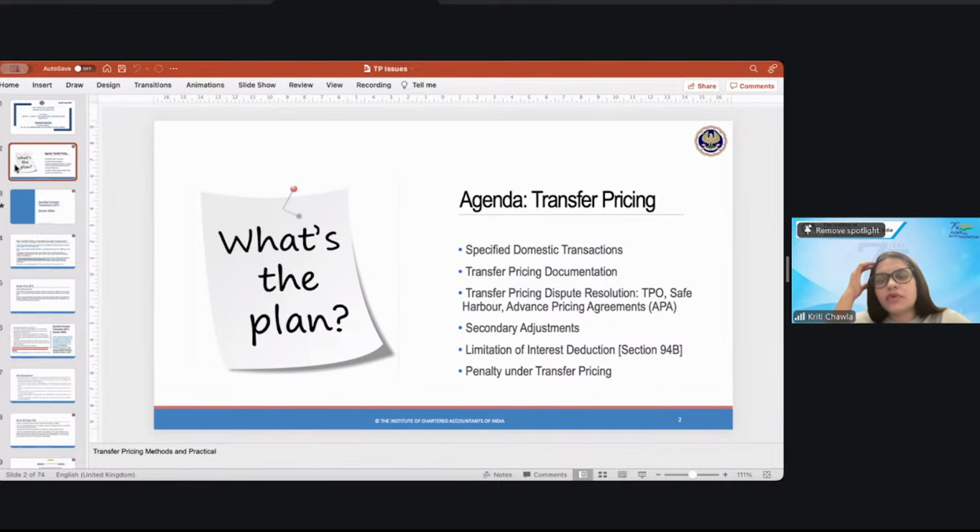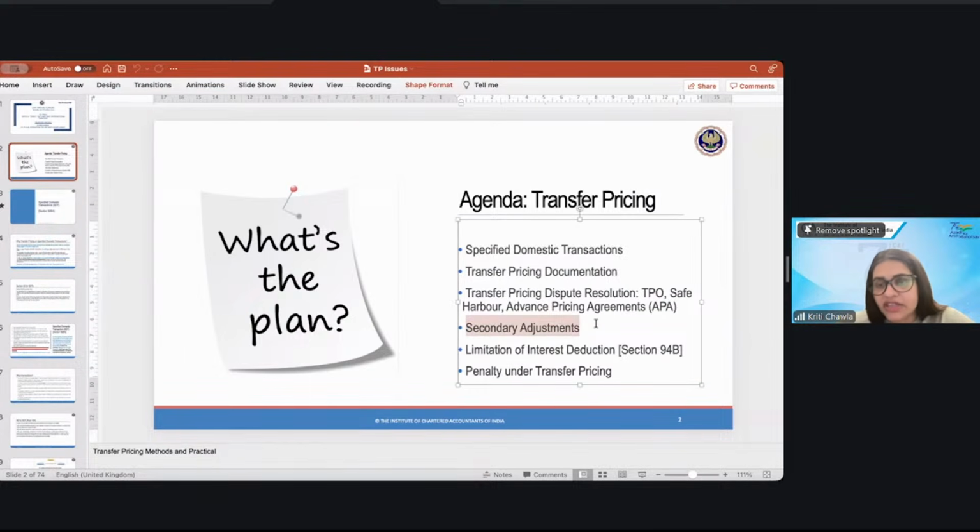And after that, for the next lecture, which is going to be the last one, tomorrow, we will be discussing a concept called secondary adjustment. And then we will be discussing limitation of interest deduction. This is section 94B of the Income Tax Act. After that, we will be briefly discussing penalties, which are very specific to transfer pricing non-compliance.